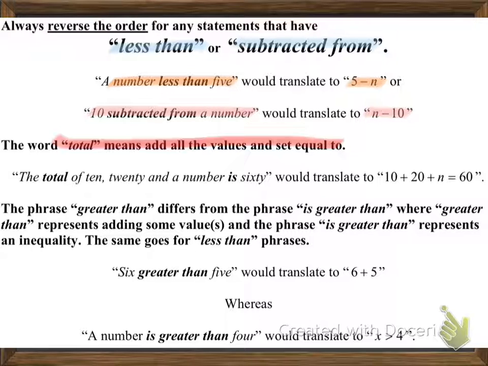All right. They didn't add the word total to the addition column, which is kind of weird. Total means add up all the values, and you already know this. Total of 10, 20, and a number is 60. Well, 10 plus 20 plus n is equal to 60. So total means add up all of the values included, and then that is what you're setting it equal to.